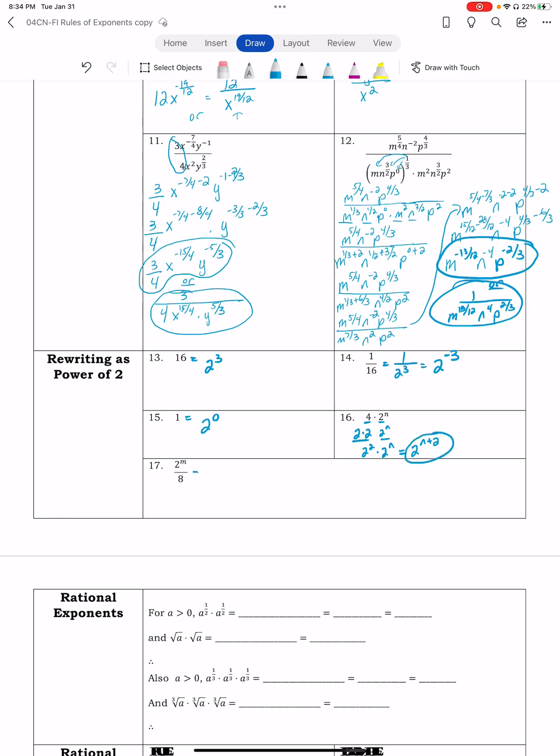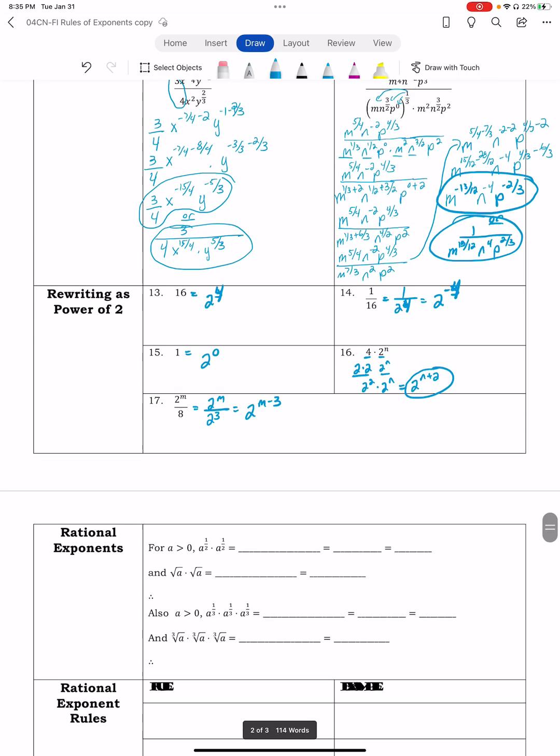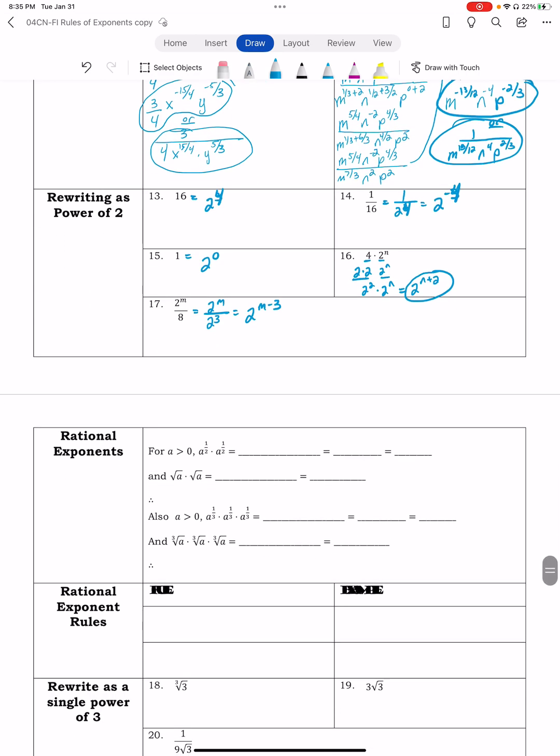And the very last one, I have 2 to the m power. 8 is actually 2 to the 3rd power. That's what I messed up. This should have been to the 4th power. There we go. And so what do I do with my exponents here? This is going to be 2 to the m minus 3 power. So that's how to rewrite with a base of 2.